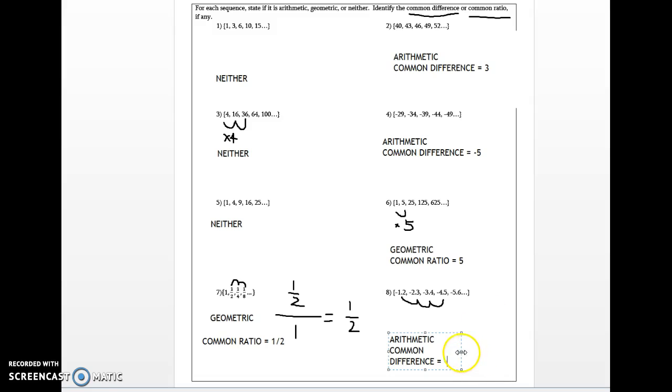And every time the ones place is going down by 1, and the tenths place is going down by 1. So I'm subtracting 1 from the ones place, and I'm subtracting 1 from the tenths place. So negative 1.1 should be your common difference.